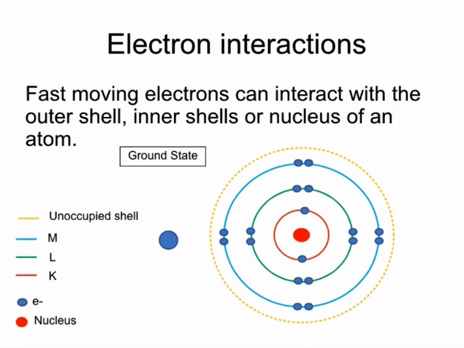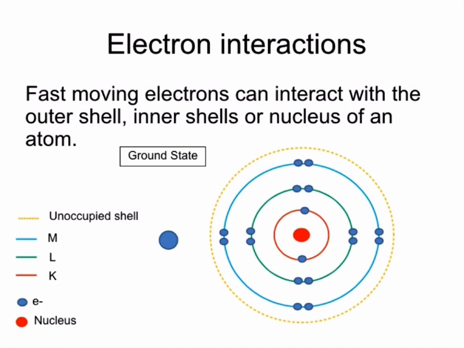High-energy, high-speed electrons can interact with the outer shell, inner shells, or nucleus of an atom. Prior to this interaction, an atom is said to be in its ground state. In this unexcited state, the electrons are arranged so that the inner shells are fully occupied. Outside of these filled shells, you have unoccupied shells at higher energy levels, which are not filled when the atom is in its ground state.